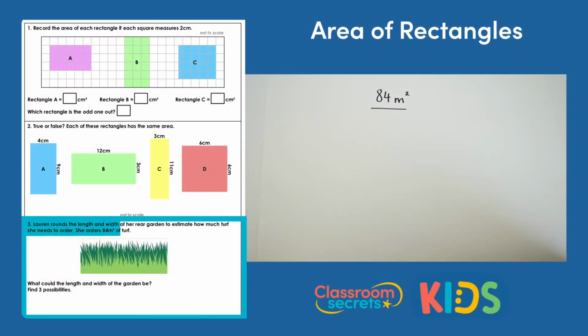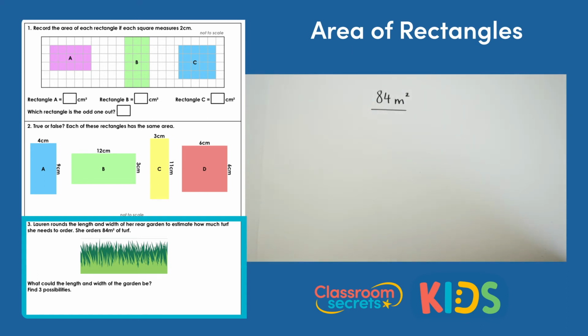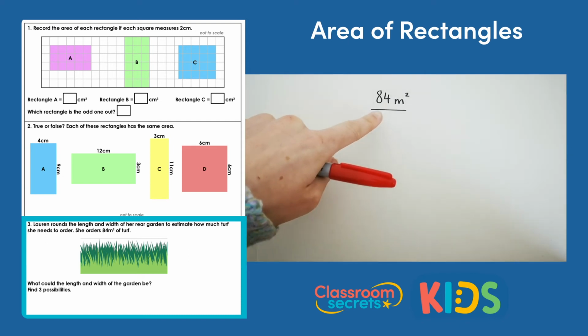Question 3. Lauren rounds the length and width of her rear garden to estimate how much turf she needs to order. She orders 84 metres squared of turf. What could the length and the width of the garden be? Find 3 possibilities. So what we need to do is think about 84 metres squared. What could the length and the width of the garden be? We need to think about the factor pairs that make 84.